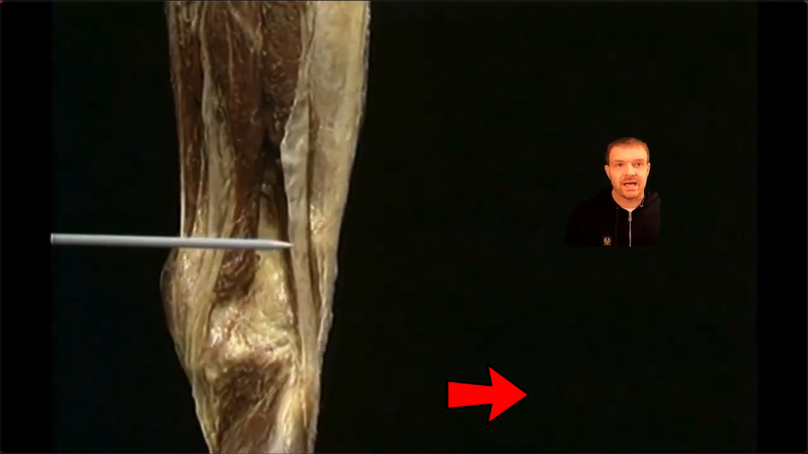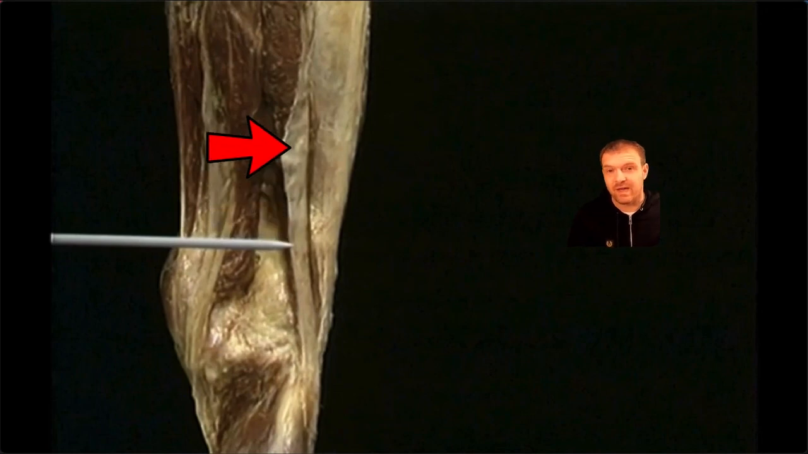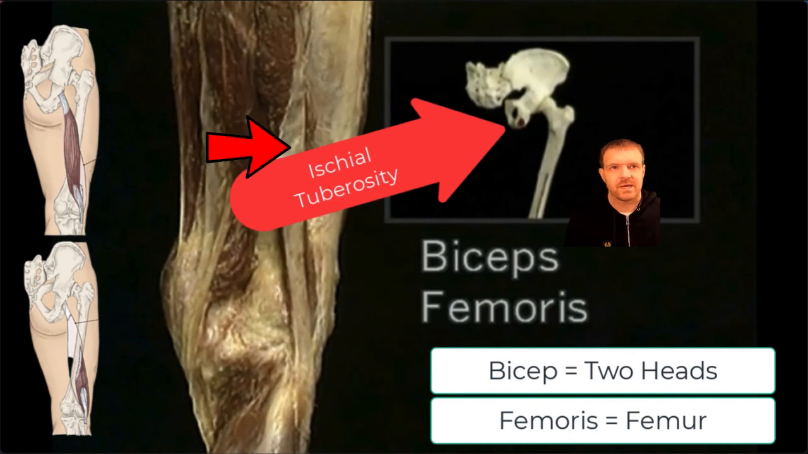And then on the lateral aspect, so this is down the outside, you can see the IT band just here. That long tendon there is your biceps femoris tendon. And to be fair, out of all of them, the biceps femoris is usually the one that gets injured. So there's your biceps. Okay, so biceps means two heads, and then femoris means femur.